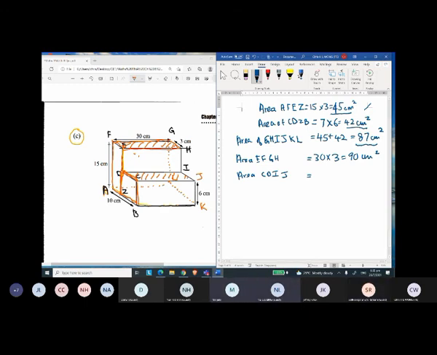CDIJ. CDIJ is 30 times 7. Very good. How do we get 7? 7 is 10 minus 3. So 30 times 7 is what? 210, right?